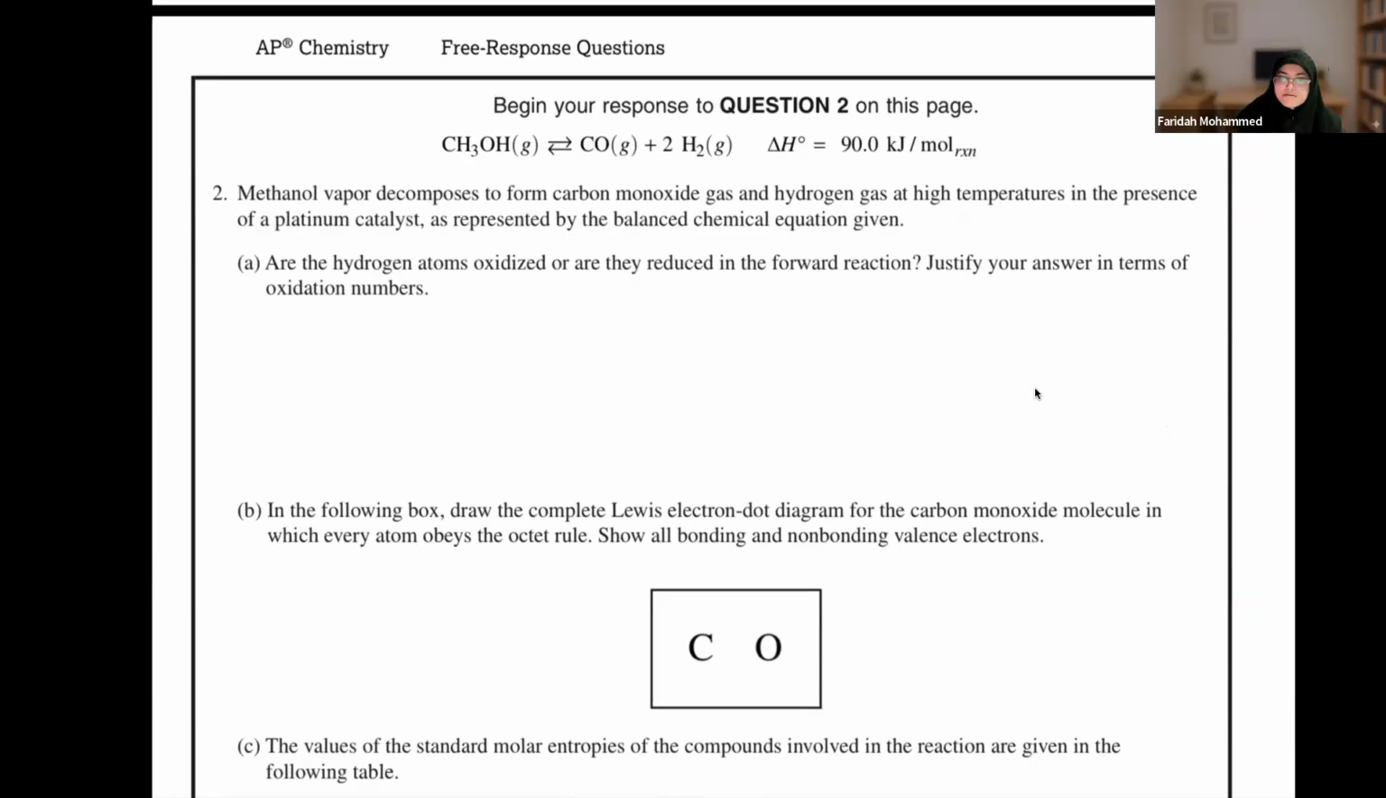Next. Anyone? Vanessa, what do we say? Louder though, Vanessa. Are hydrogen oxidized or reduced? Justify in terms of oxidation number. I said it was reduced because the oxidation number in CH3OH is +1, and in the products it's 0. Okay, give yourself 1 point.